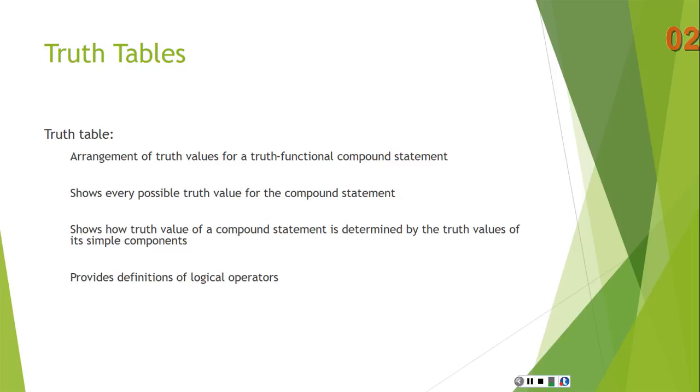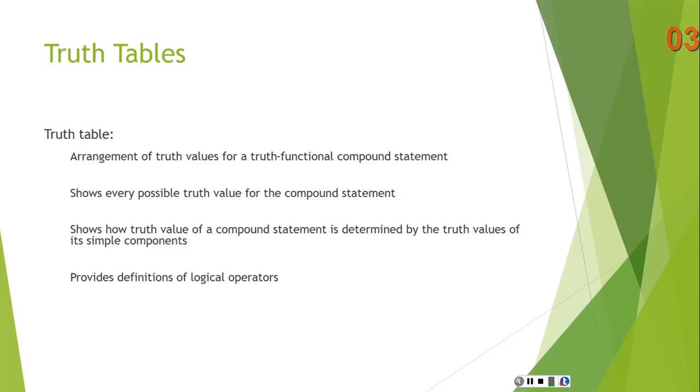A truth table shows every possible truth value for the compound statement. So let's just suppose it's not P. Not P can either be true or it can be false. That's every possible truth value for the compound statement. Once you start comparing statements and giving all the possible combinations of truth values for them, it gets much more complex than just T and F. It might be TTTF or TFFF or TTTT, etc.